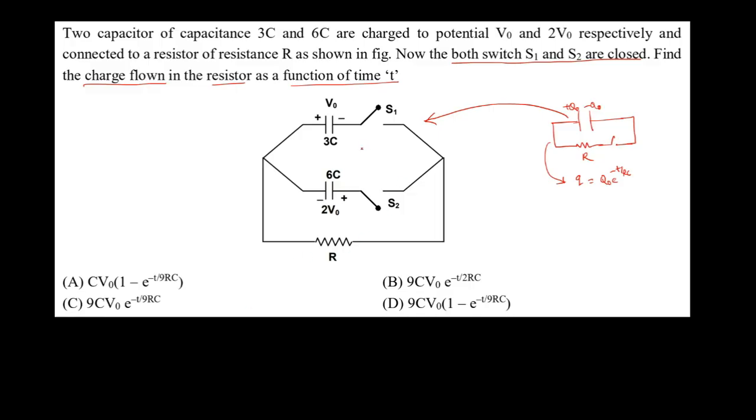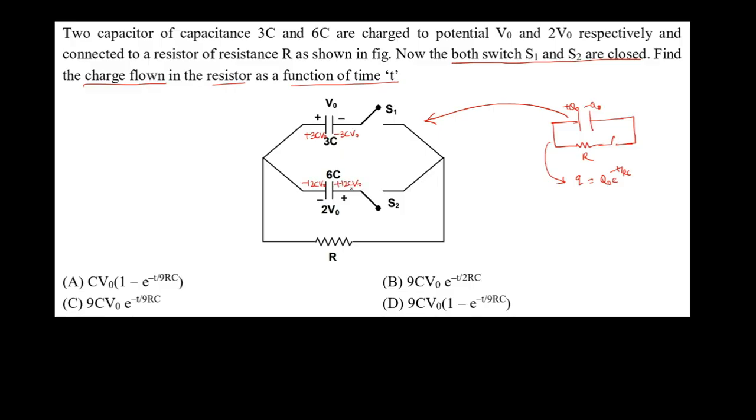Before going through the solution, please give it a try once and see what answer you are getting. Then go through the solution, and you will understand where you made the mistake. Taking the charges as given, the first capacitor is 3C with plus 3CV naught and minus 3CV naught, and the other is 6C with 2V naught, so it is minus 12CV naught and plus 12CV naught.